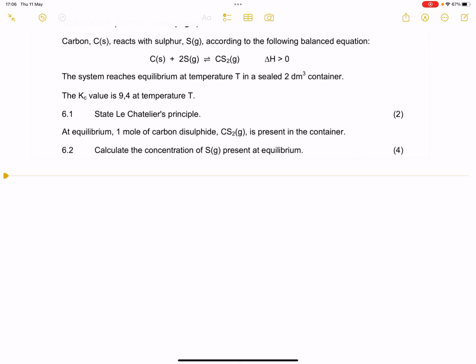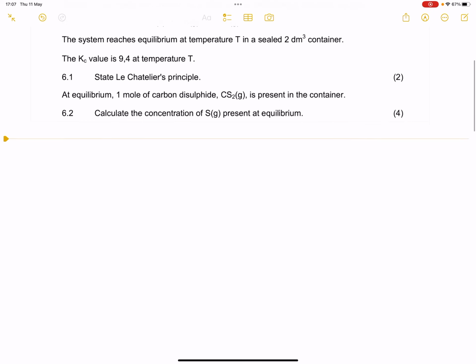The first thing is they ask us to state Le Chatelier's principle. I'm not going to write that one down, but we know that in a closed system, if one of the factors that affect equilibrium changes, then equilibrium will react in such a way as to cancel the change and a new equilibrium will be established. Of course, there are different ways of stating that. You can follow whatever feels comfortable with you as long as we're all saying the same thing.